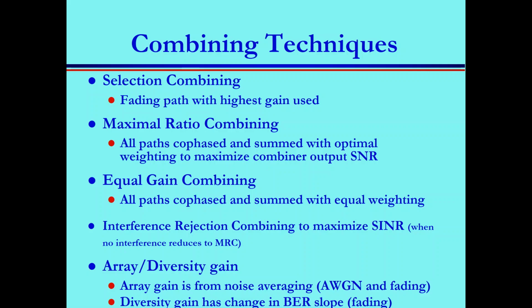We have maximal ratio combining, where all the paths are co-phased and summed with optimal weighting to maximize the combiner output signal to noise ratio. And equal gain combining, where you combine the signals coming from all the paths with equal weight. And we have interference rejection combining. At the end of the day, you obtain diversity gain.